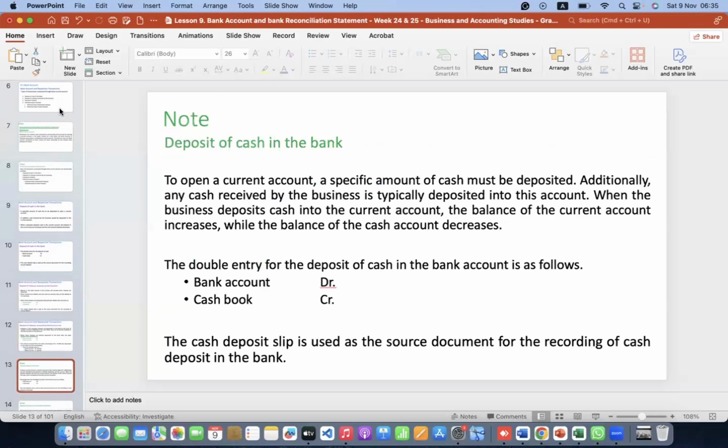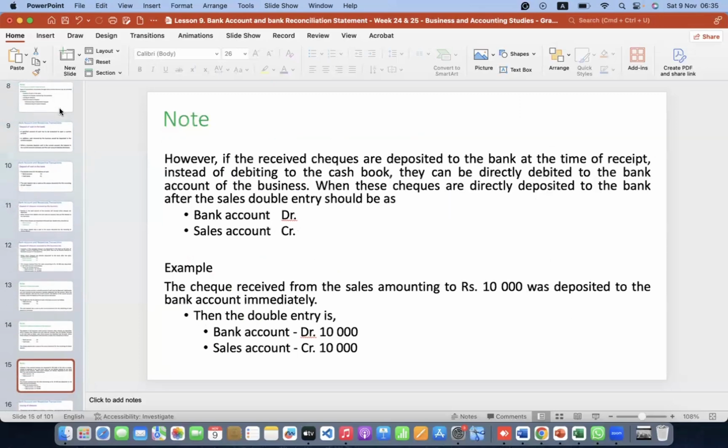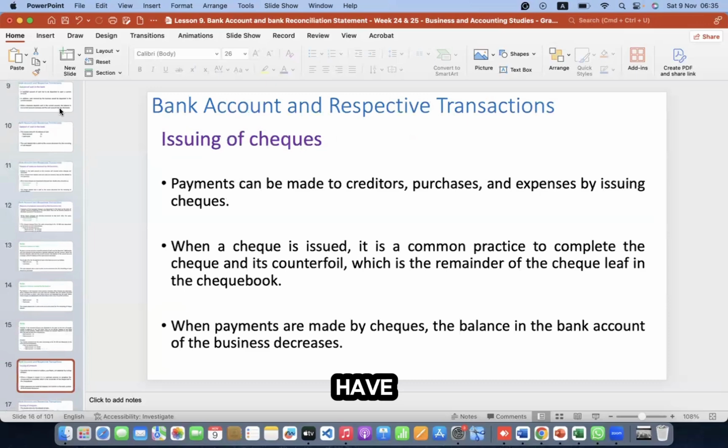Right? Okay. Then we had the issuing of checks, the opposite side of depositing of checks. We receive checks, and on the other hand, for the expenses, we are issuing checks. So when we are issuing checks, what is happening to bank account? Can anyone say what is happening to bank account when we issue checks?